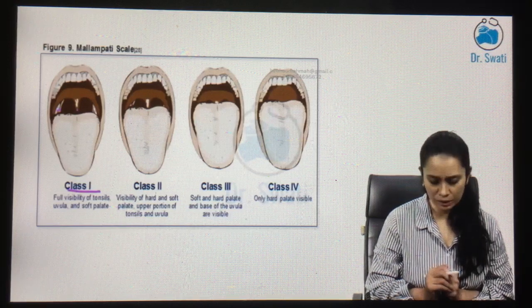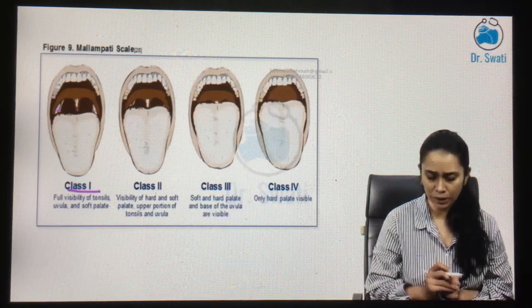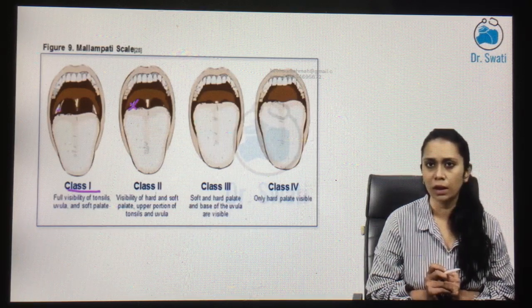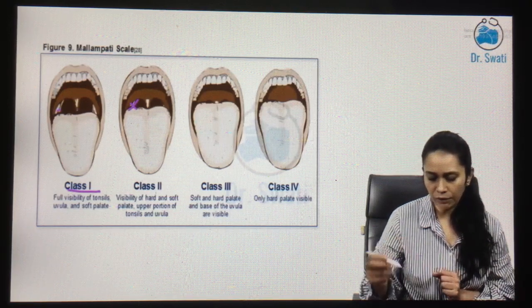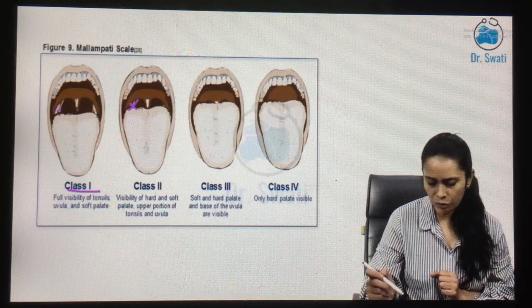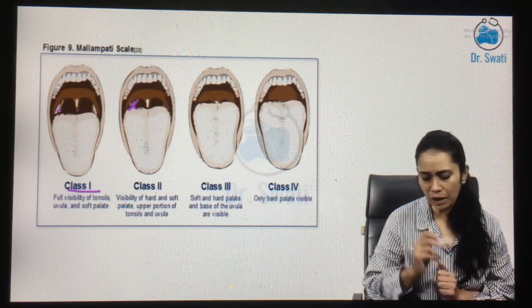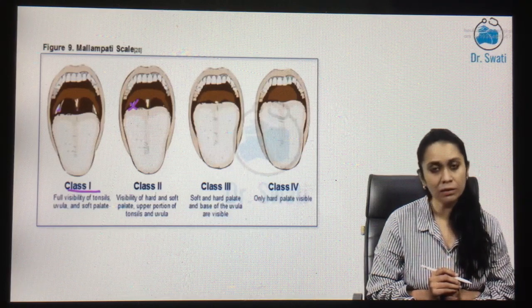We write class 1, Mallampati class 1. If I miss one or two things, I write class 2. If I see only hard and soft palate, right, then we write class 3. And only hard palate, then I write class 4.